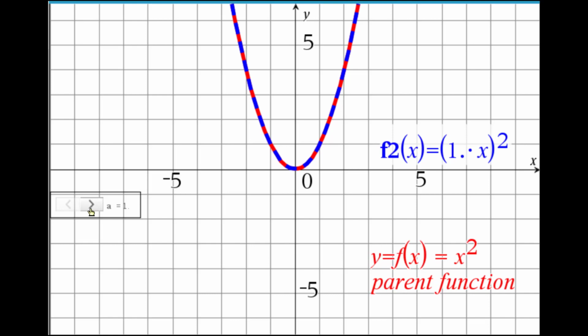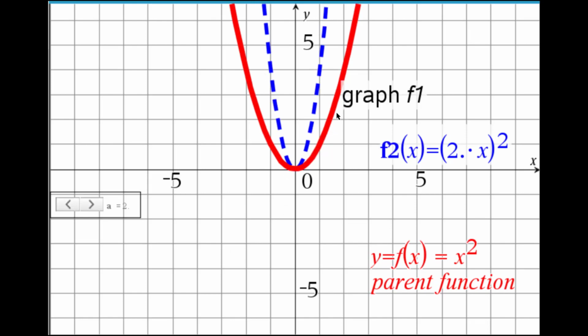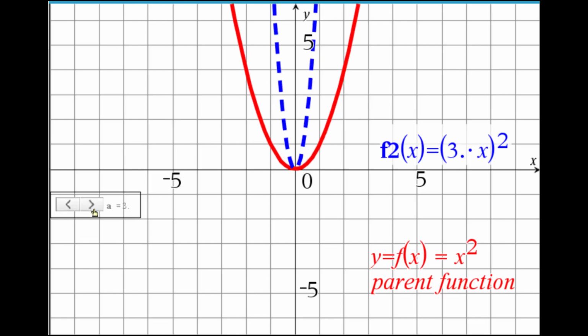So right now, you can see that these two functions are identical, but let's increase the coefficient to be 2, and so this is the graph of y equals the quantity of 2 times x squared compared to the parent function. The quantity of 3 times x squared, the coefficient is 4, 5, 6, and so you're looking for patterns. And also, if I decrease this coefficient, watch what happens to the graph as we go from the quantity of 6 times x squared to 5 times x squared, and so on. We're looking for patterns.